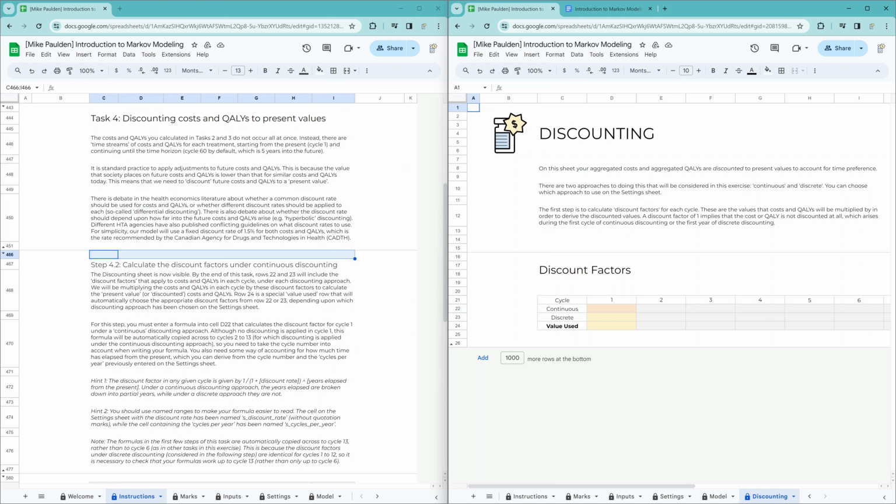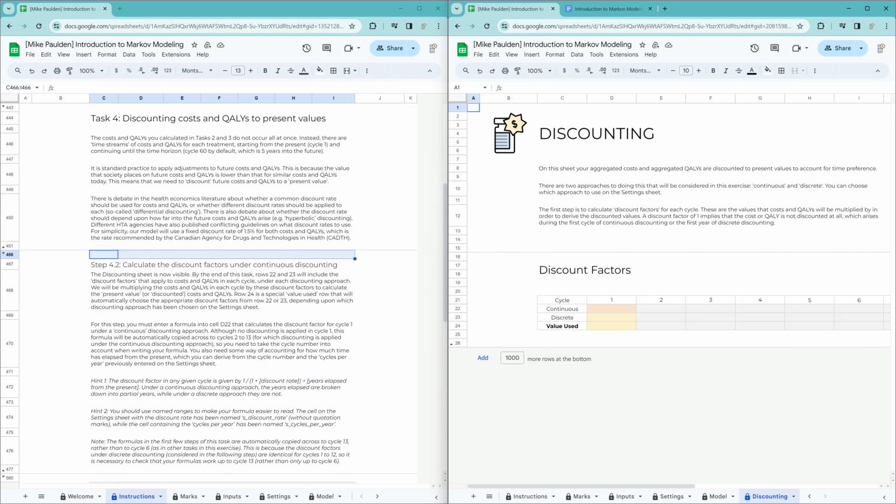So if you were not applying discounting, which is the case in the very first cycle, well, then that number that you want to multiply the costs and the qualies by is 1. When you multiply by 1, they're not going to change. And in future cycles, when you wish to apply discounting, well, then that number, that discount factor, will be less than 1. And when you multiply by a number less than 1, of course, that will be discounted, right? The cost will be discounted. There'll be a smaller cost as we wish, and a smaller quality.